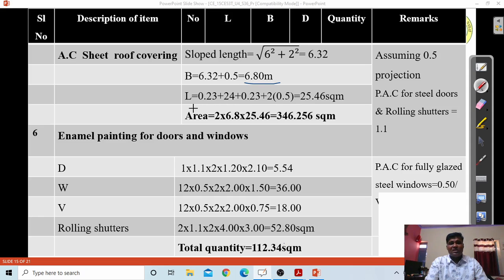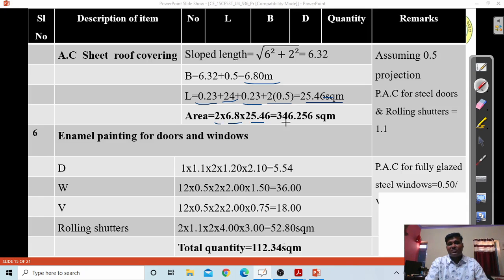And also the length of the sheet is 24 meters, the internal dimension, plus 2 wall widths and plus 2 projections. So it will come to 25.46 meters. It's not square meter, it is meter. So the area will be 2 numbers.